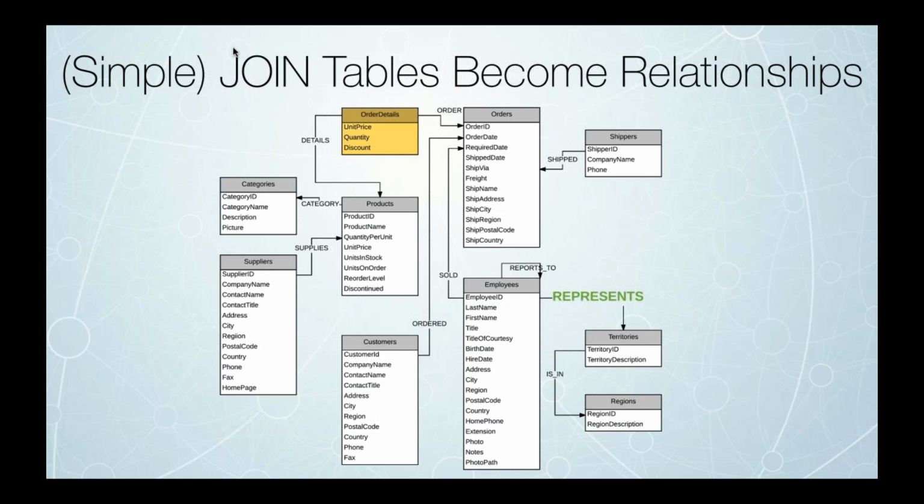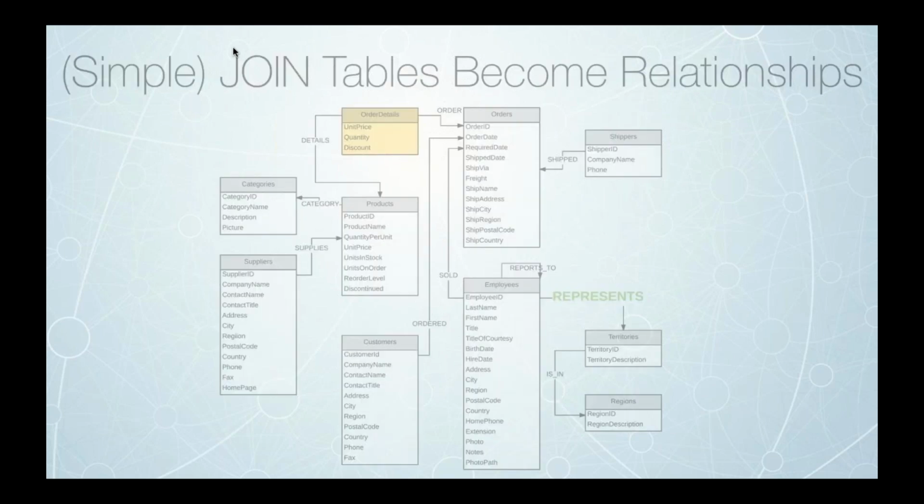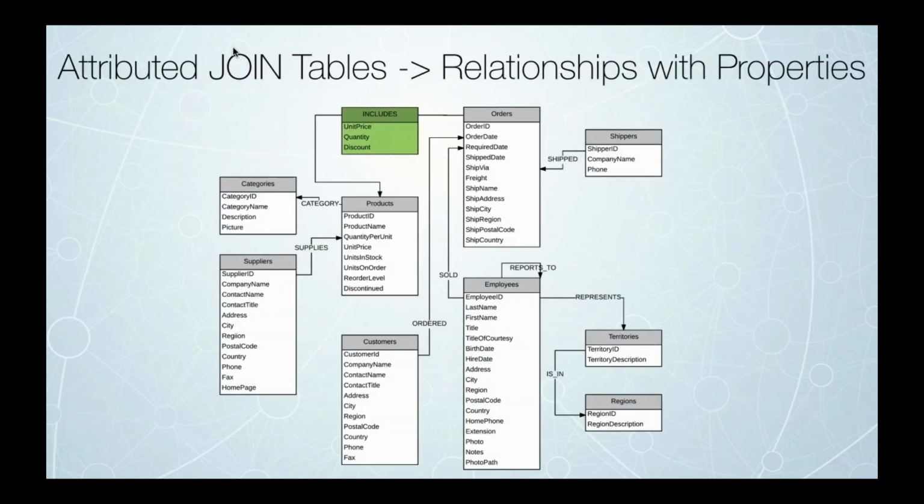An employee represents a territory. And then for the order details table, I'll call that an attributed join table. And the attributed join table simply becomes a relationship with a set of properties on that relationship. So an order includes products, and for each relationship between that order and a product, we have a unit price, quantity, and discount as properties on the relationship.